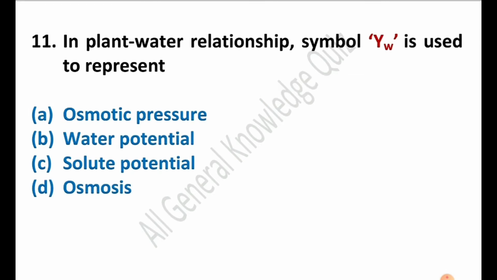Question number 11. In plant-water relationship, symbol ΨW is used to represent option A, osmotic pressure, option B, water potential, option C, solute potential, option D, osmosis. The answer is option B, water potential. In plant-water relationship, symbol ΨW is used to represent water potential.